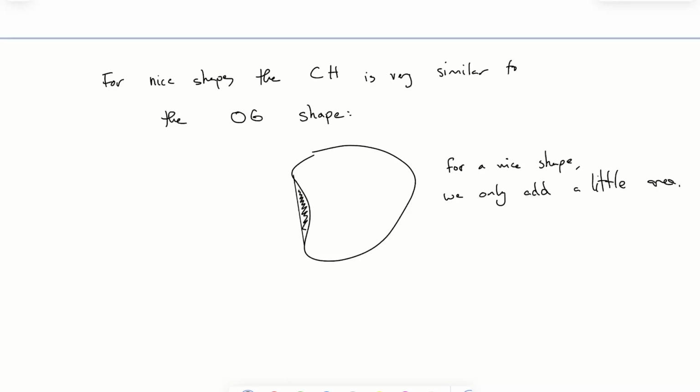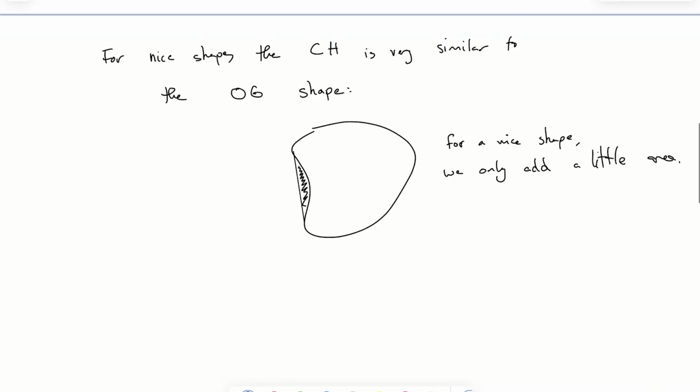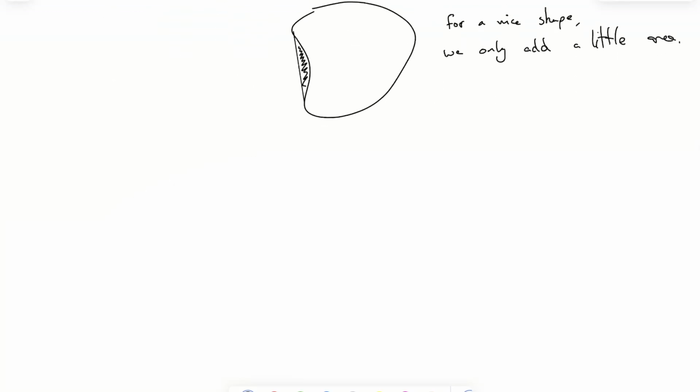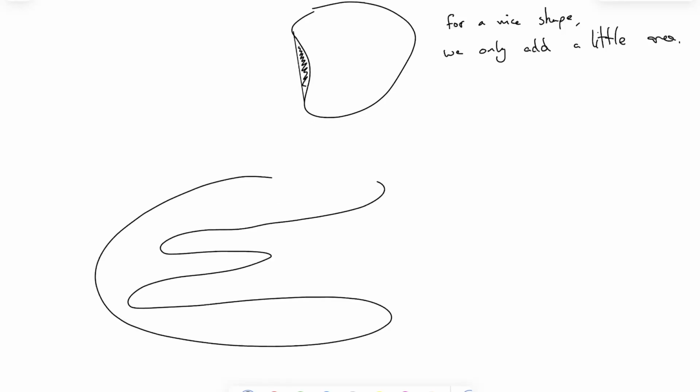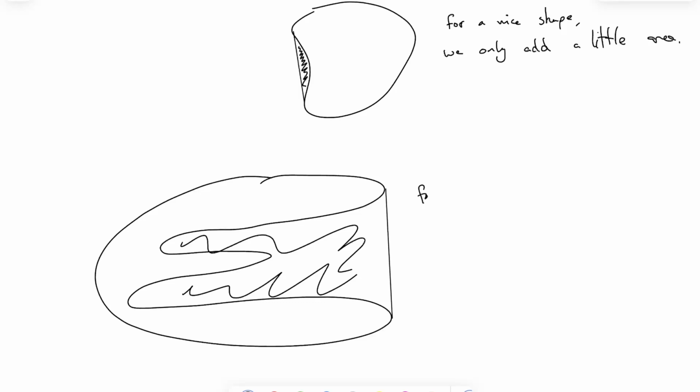Right? But for a wiggly, wormy shape, we end up adding a lot of area. So something like, whoa, what happened? I'm going to draw a squirmity-wormity. All right, in this case, to fill in the inward bends, you actually have to go across here with your straight line. And this is a lot of extra area. So for a weird shape, we add a lot of area.